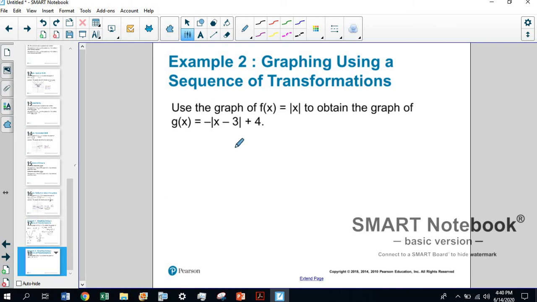So y'all try this one. Pause the video, and remember what the absolute value of x graph looks like. This is your f of x graph. This is the V graph, remember? V. Make them straight as much as you can. That's your f of x graph. And so we want to find g of x. Pause the video, show me what you got.